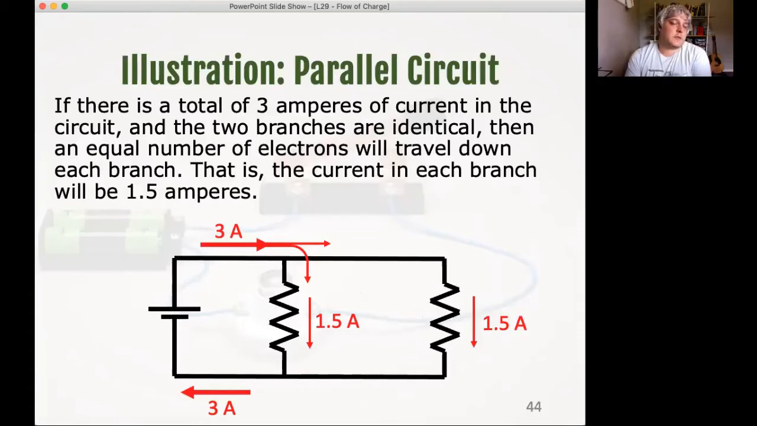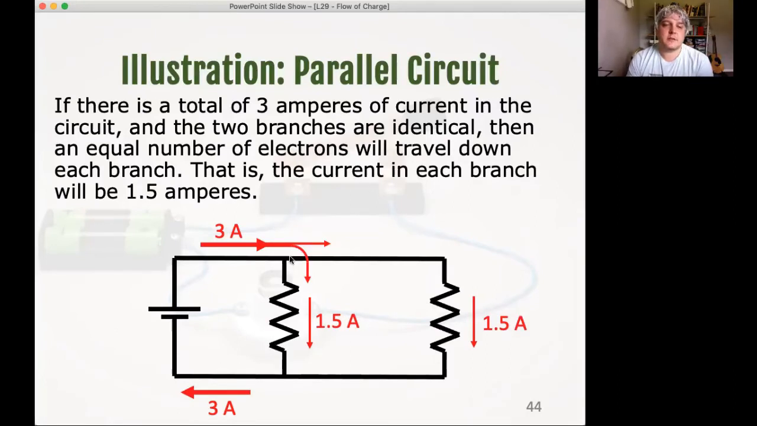To further illustrate it, which is just what I've been saying, but now using the conventional terms, the conventional current going clockwise in this case, and the amps as our measure of current rather than saying a number of electrons. If we have 3 amps of current in this circuit due to this battery, then there'll be 3 amps between the battery and the first split, between where it branches.